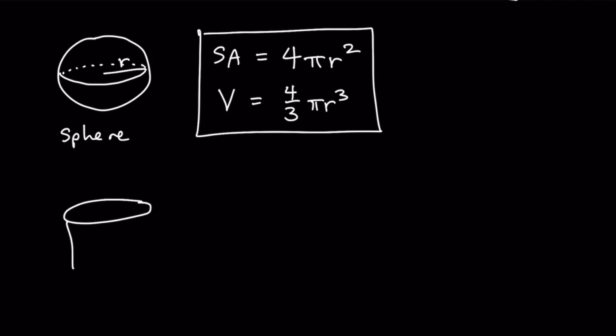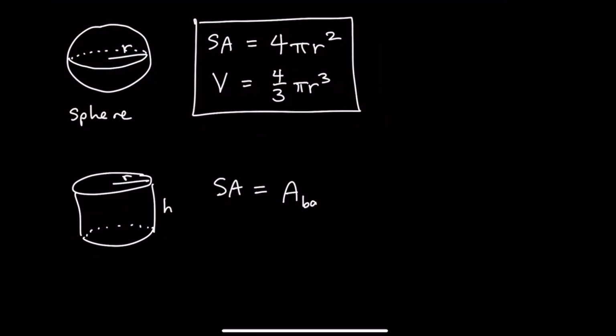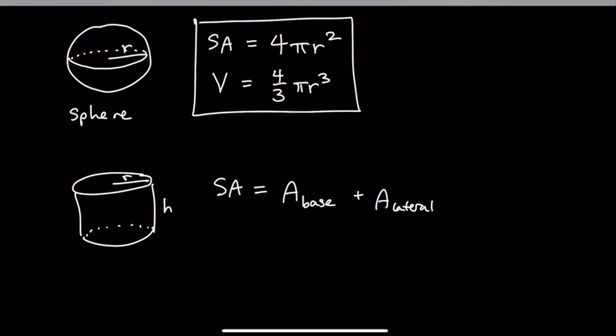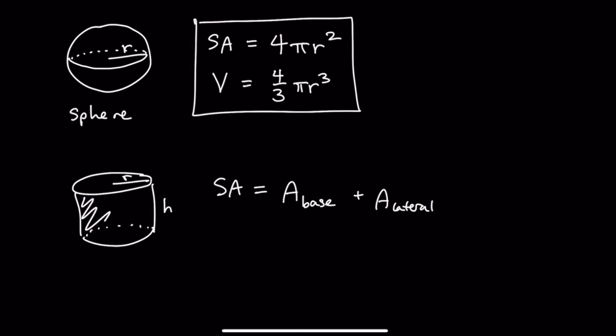Next, we're going to talk about a cylinder. The cylinder has two circles as the bases, and it has a height. Now the surface area of a cylinder is going to be the area of the base plus the area of the lateral surface. Lateral surface just means this part that's wrapping around kind of the circle.